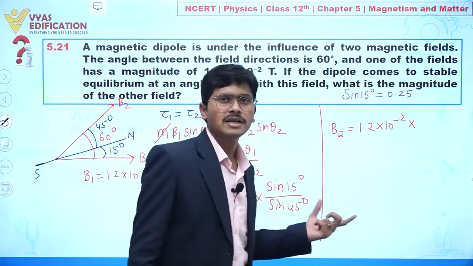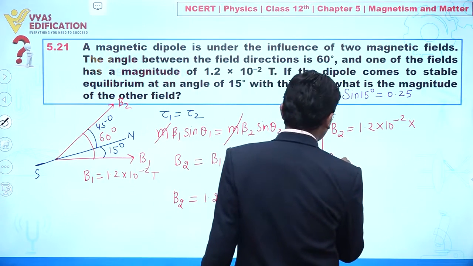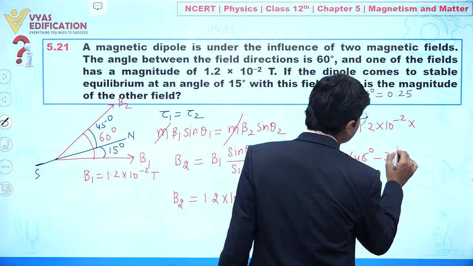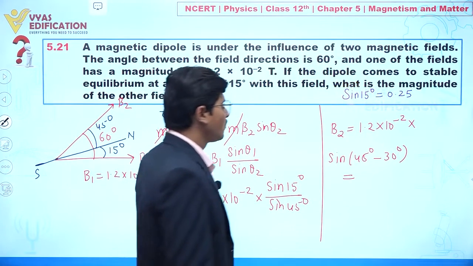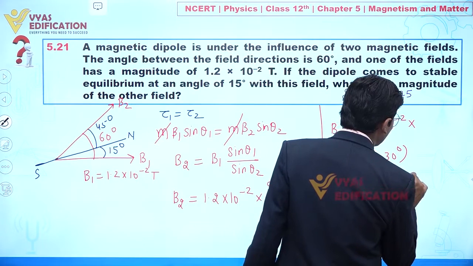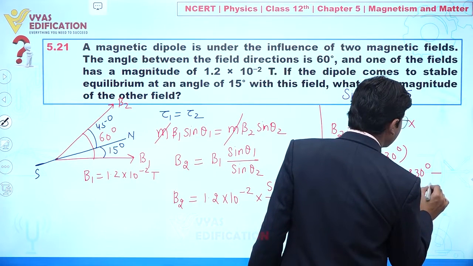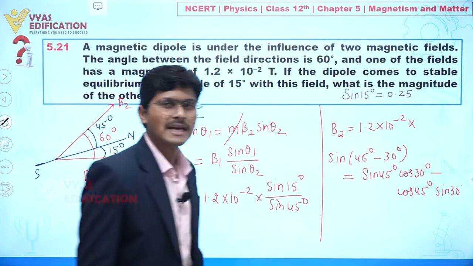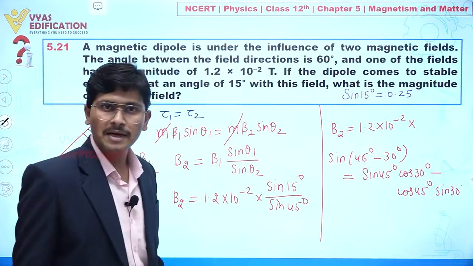Actually you can calculate the value of sin 15 by a simple method. You can write it like this, sin of 45 minus 30. Clear? You can apply the formula sin A minus B. What is the formula of sin A minus B? Sin A cos B minus cos A sin B. Clear? So directly you can say cos 30. Cos 30 equal to what? Under root 3 by 2.